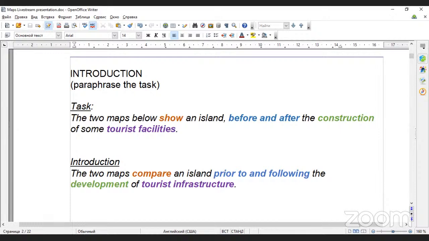The 2 maps below show. They're not below anymore when you write your introduction. They're on a separate piece of paper if you take the paper-delivered IELTS, or you just write the text, and there are no maps. There is just your description. So: the 2 maps show, compare, an island, before and after. You can say prior to and following; construction, development; tourist facilities, amenities, or amenities as some people pronounce it, infrastructure. So one of the ways to paraphrase your task is to use some synonyms.